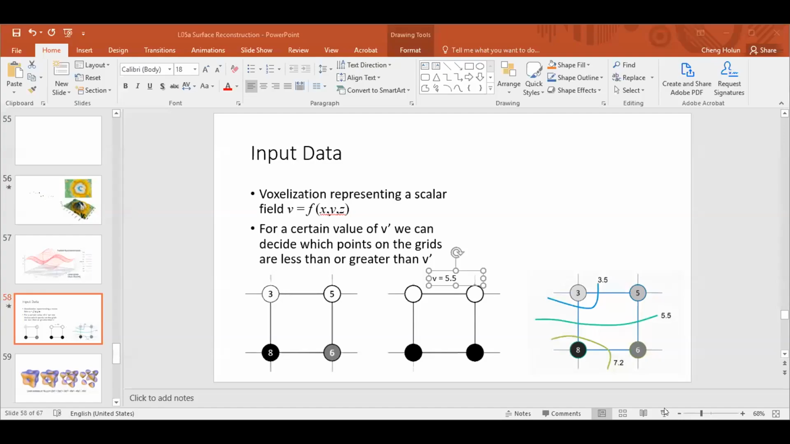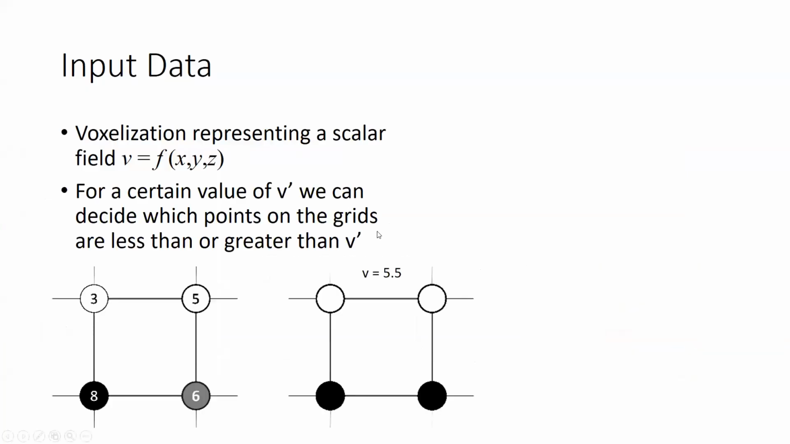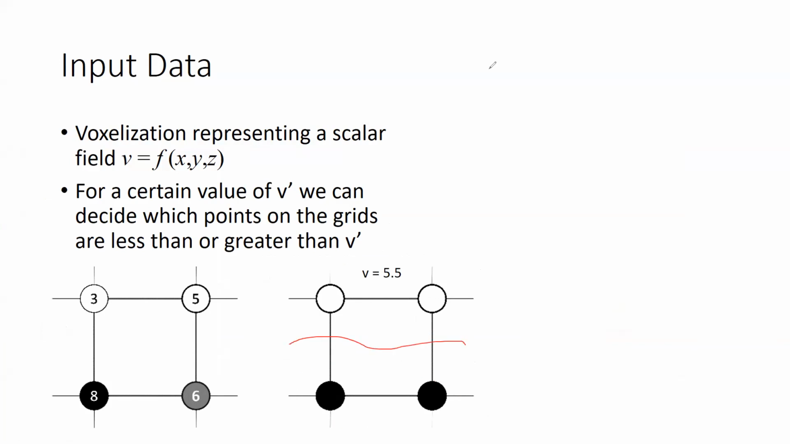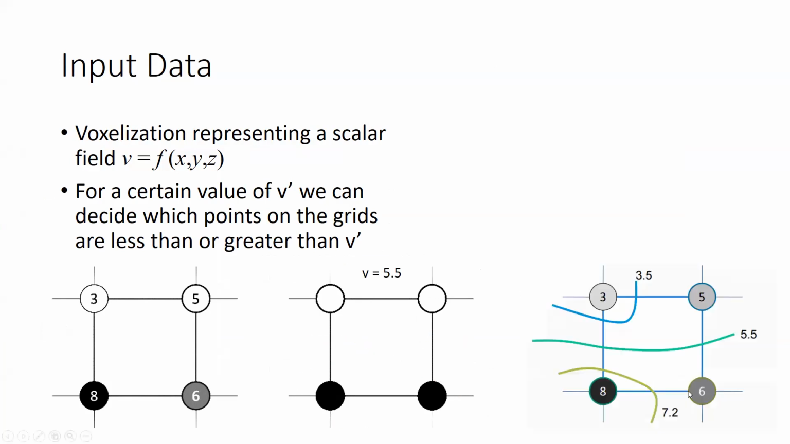And if I set other values, for example, 3.5 or 7.2, you have other types of division. That means the surface should somehow go through, like, sorry, I cannot share. Too bad. Sorry, wait. Let's try again, okay? So if I have a V equal to 5.5, my surface should be going through here because these 2 points here are less than 5.5, and this one is more than 5.5. That means my surface should go through it. And if you set different values for V, you will have different types of surface going through it.